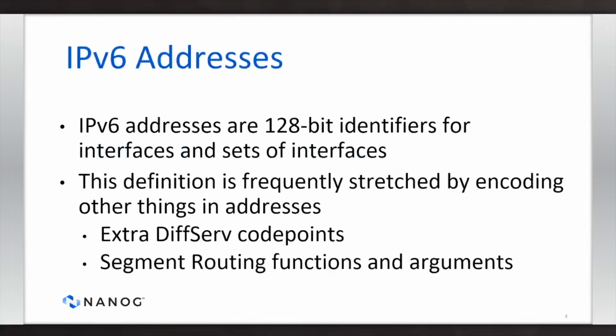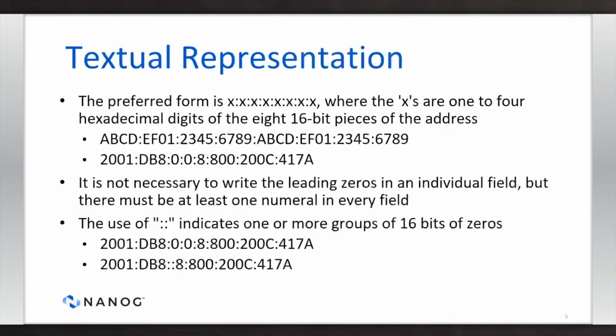An IPv6 address is a 128-bit identifier for an interface or a set of interfaces. This definition is frequently stretched by encoding other things in the address. For instance, I've seen additional diffserv code points encoded in an address. We've seen segment routing functions and arguments encoded in an address. But the canonical definition is an identifier for an interface or a set of interfaces.